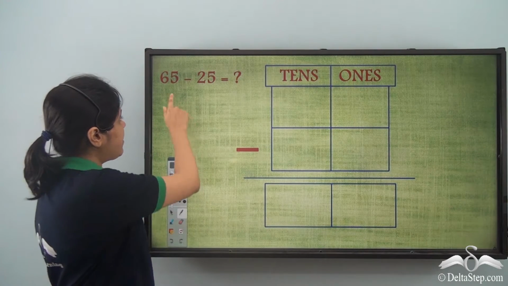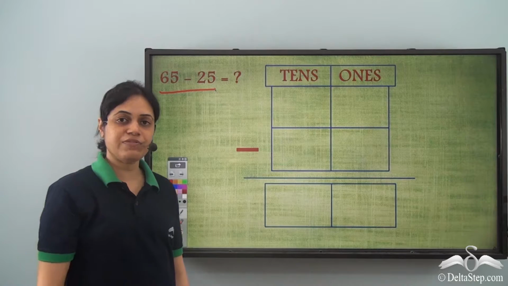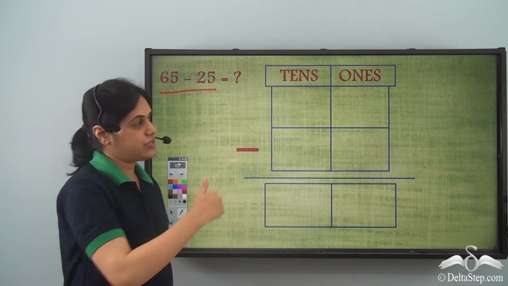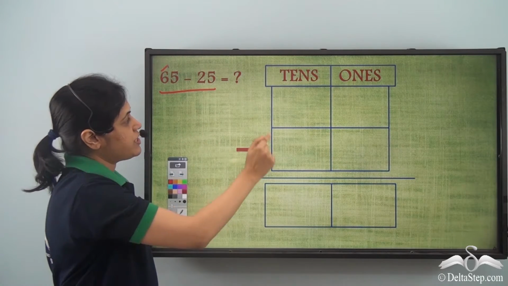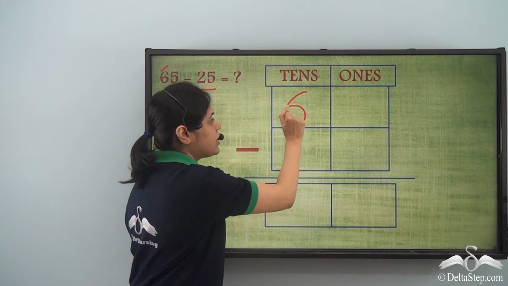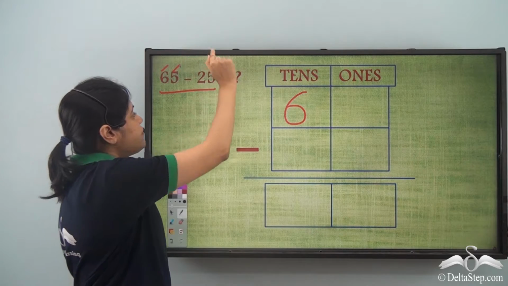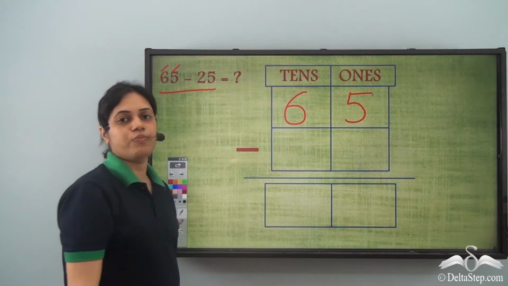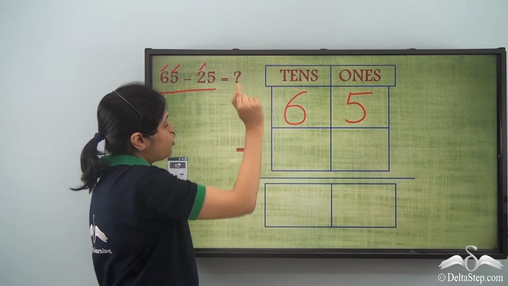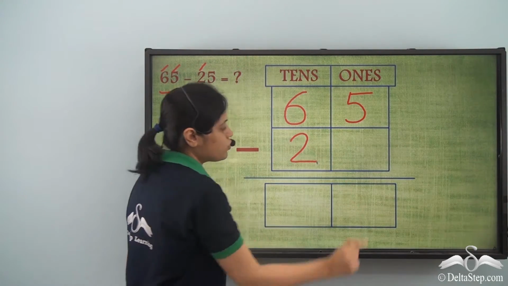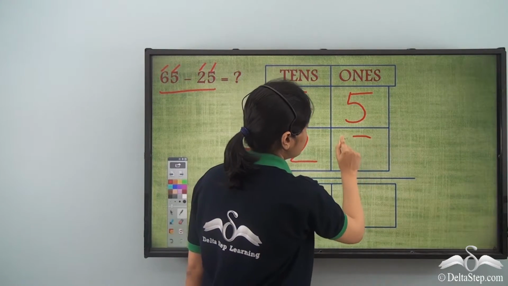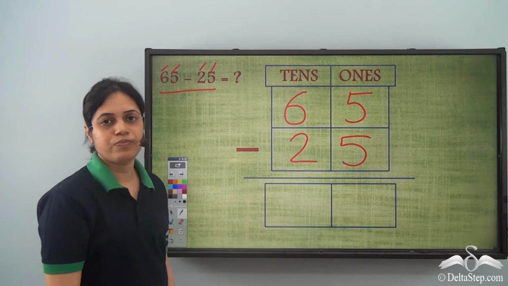Well, we have 65 minus 25. So let's put the digits in their rooms. 6 of 65 goes to the tens room. 5 of 65 goes to the ones room. 2 of 25 goes to the tens room. 5 of 25 goes to the ones room.